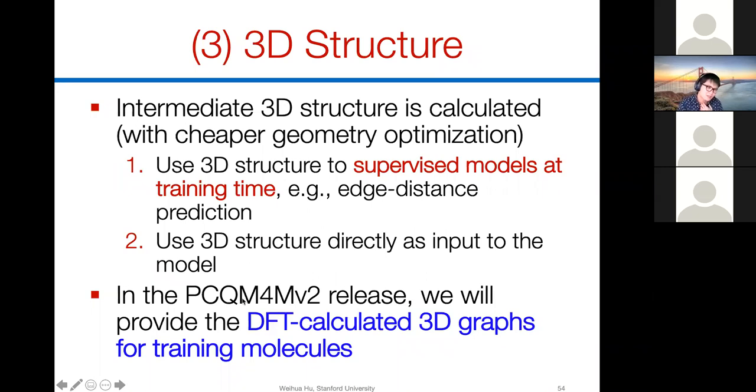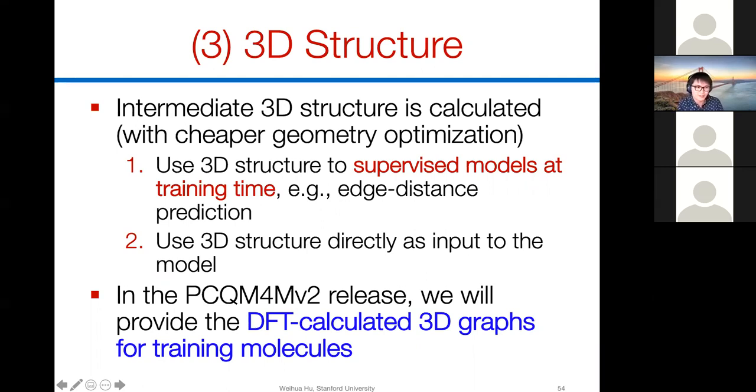And there are two ways people use this. One is to use this computed 3D structure to supervise models at training time, using node embeddings to predict the edge distance. The other is to use their computed 3D structure directly as the input to the model. Of course, this 3D structure is not so accurate, but it still helps improve the performance.